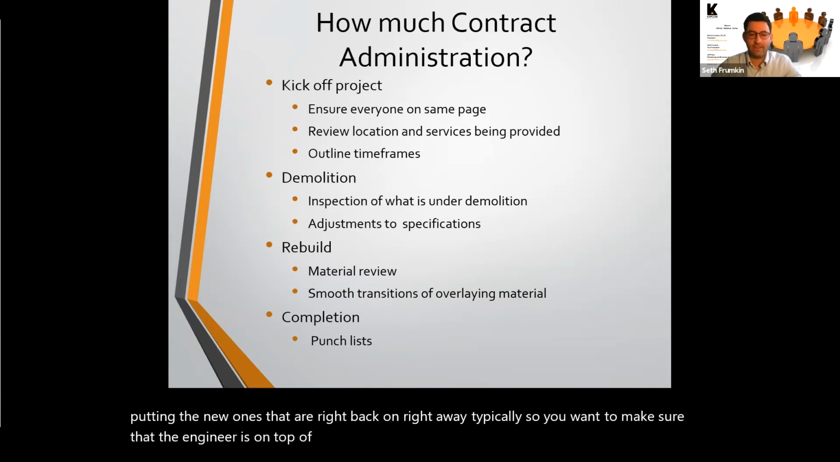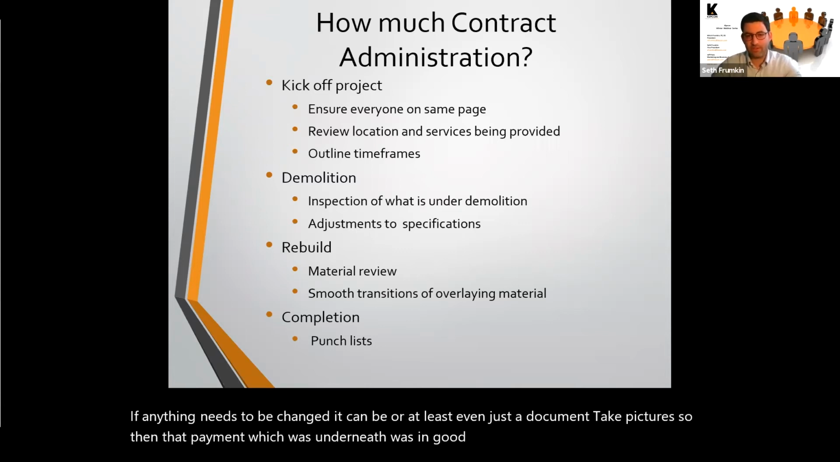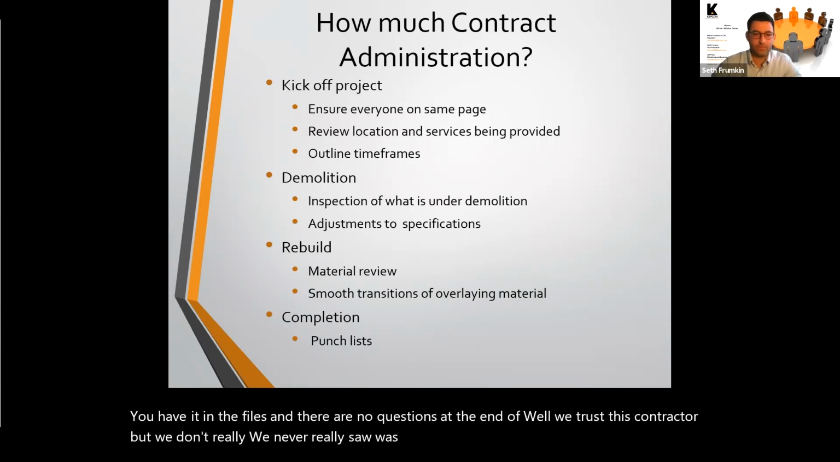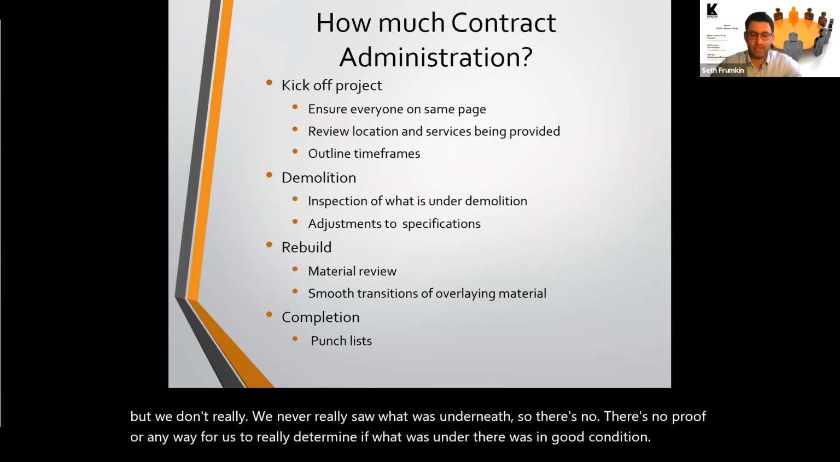So you want to make sure that the engineer is on top of getting out there to see it, so that if anything needs to be changed, it can be, or at least even just to document, take pictures, so that you have a picture showing the pavement underneath was in good condition, and you have it in the file. That way there are no questions at the end of, well, we trust this contractor, but we never really saw what was underneath, so there's no proof or any way for us to determine if what was under there was in good condition. And again, this could lead to adjustments to the specifications. That's the main reason for seeing what's underneath.